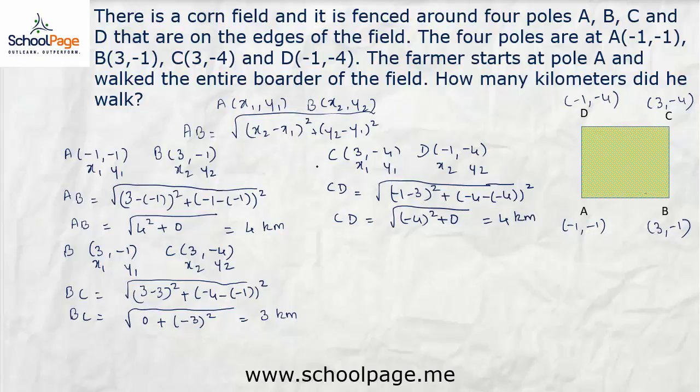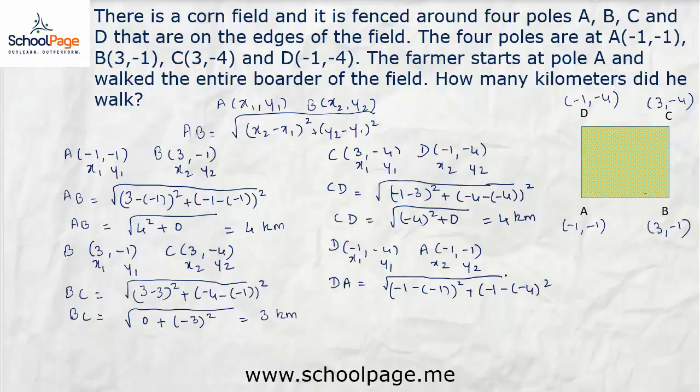Let us now find the distance DA. Now the coordinates of D are -1, -4 and A is -1, -1. Let us mark x1, y1, x2, y2. DA equal to square root of x2 minus x1, so -1 minus of -1 the whole square plus -1 minus of -4 the whole square. Solving this, we get 0 plus 3 square, which is equal to 3 kilometers.